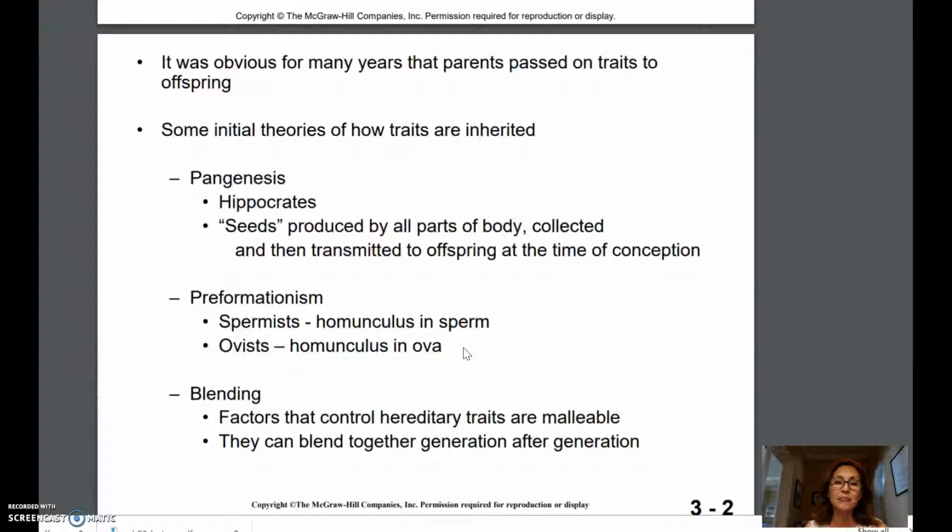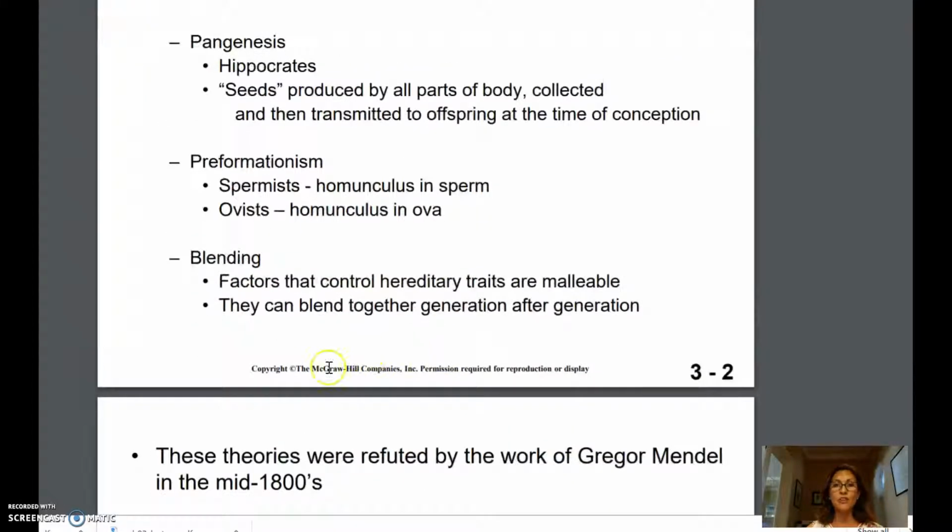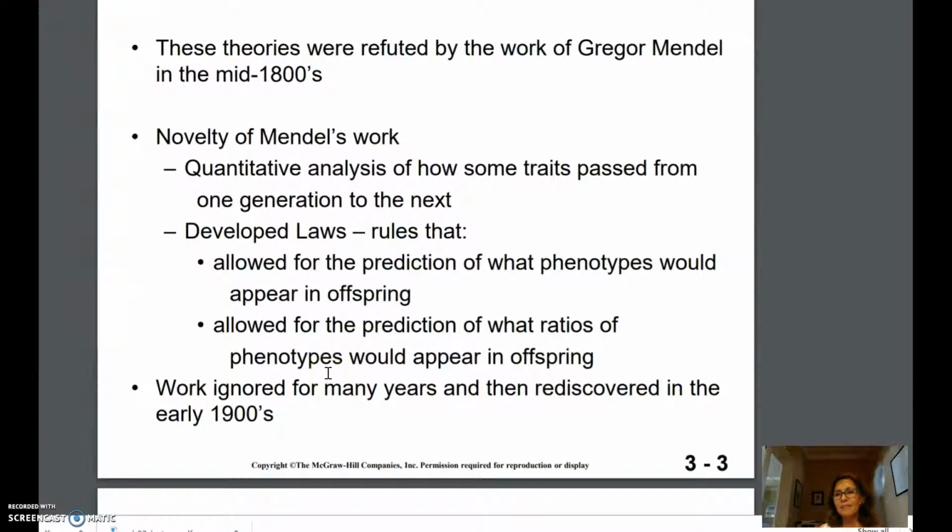And then there was the idea of blending, where factors that control the individual's heredity were kind of malleable. They were able to be blended like colors on a color wheel. And so after a generation, all these traits would come together and blend into one individual. The problem with that particular idea was that once things were blended, you could never separate them apart. And we know that there are obvious traits that are transmitted through generations. And we'll get into that as we work through this particular lecture.